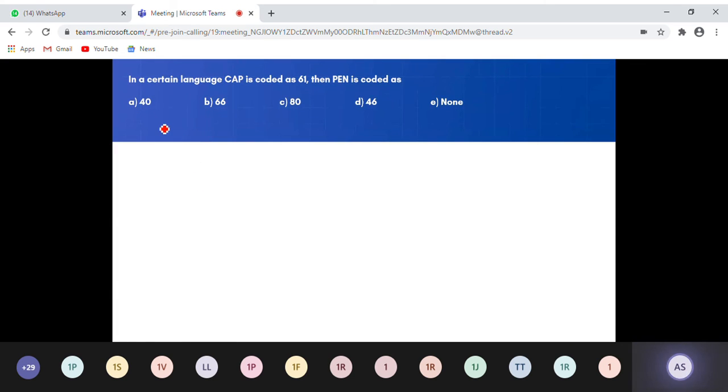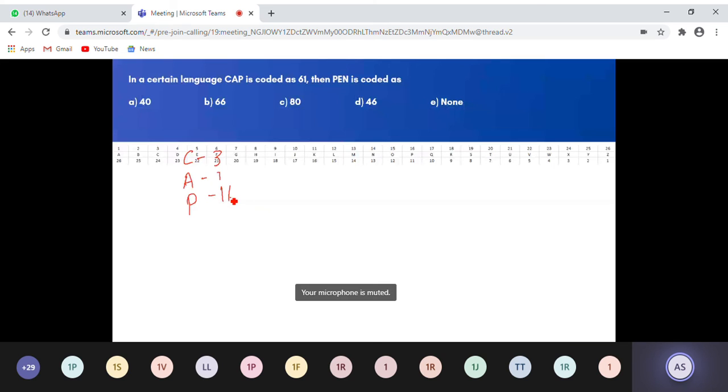See, in the previous question, what did we do? We checked the numbers, right? For snow, it was 71. So let's see for cap. It will become easy for you. C will be 3, A will be 1, and P, you all know it is 16. Add up all of this, it comes up to 20. But we don't have 20 here, we have 61. So if it's not in this order, it has to be in the reverse order.